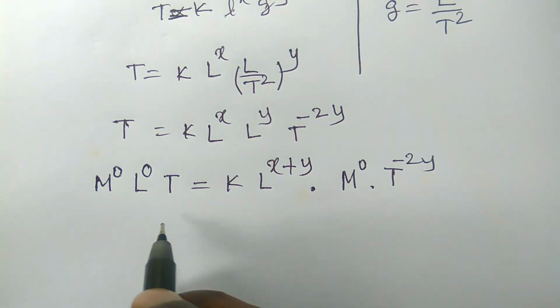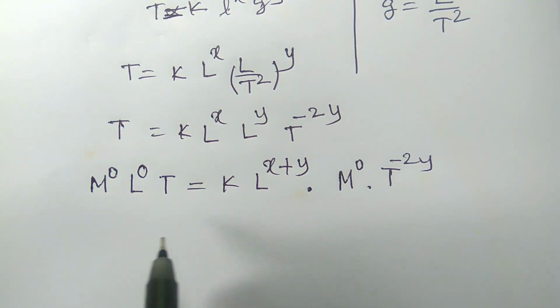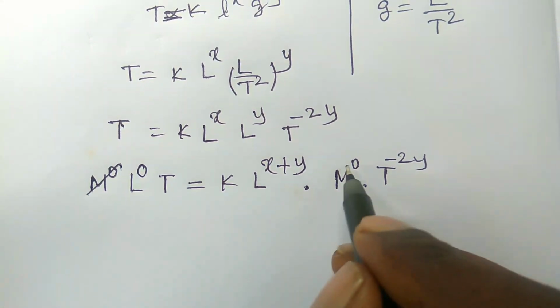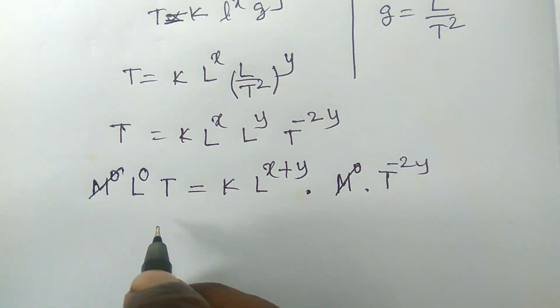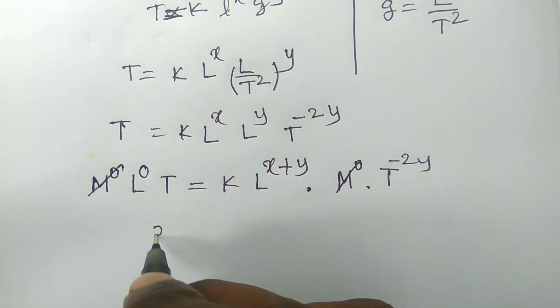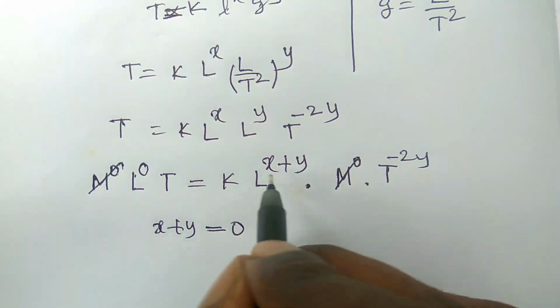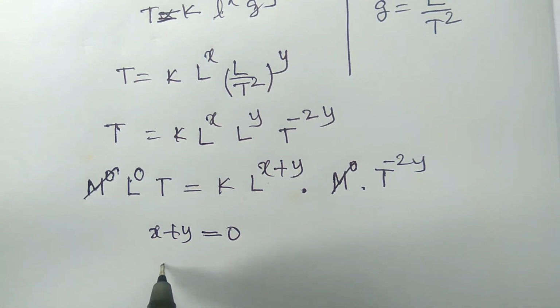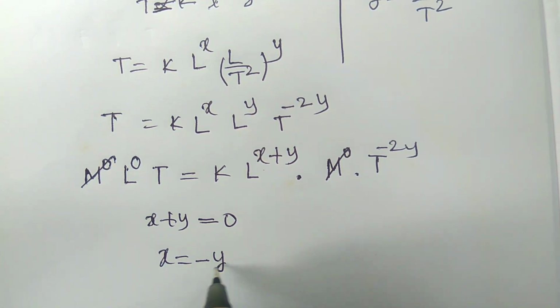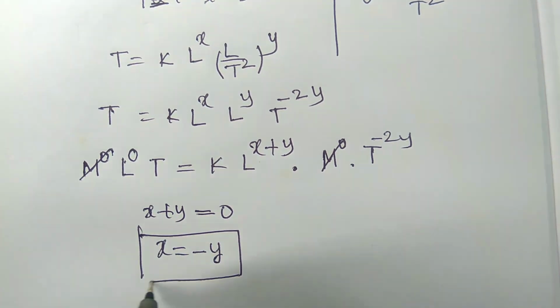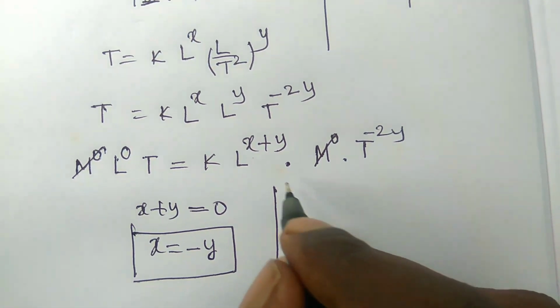So let us compare. There is no m power, so this can be cancelled out, and L power 0 is equal to L power x plus y. So x plus y is equal to 0. X is equal to minus y. Now find the x value or y value.